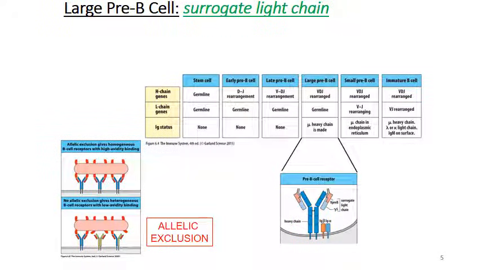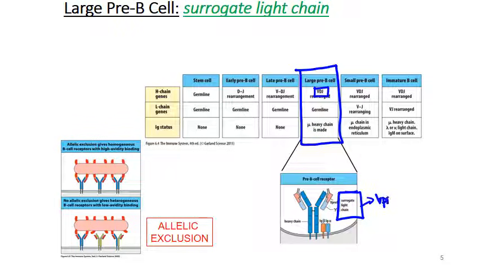All right, so what is the next stage? The next stage here is the large pre-B cell. This is actually the one stage in all of this that I expect you to know by name. This is an important stage. If it successfully rearranged the heavy chain into V, D, and J, then it's going to pair it with something known as the surrogate light chain. The surrogate light chain is made of V pre-B and lambda 5.